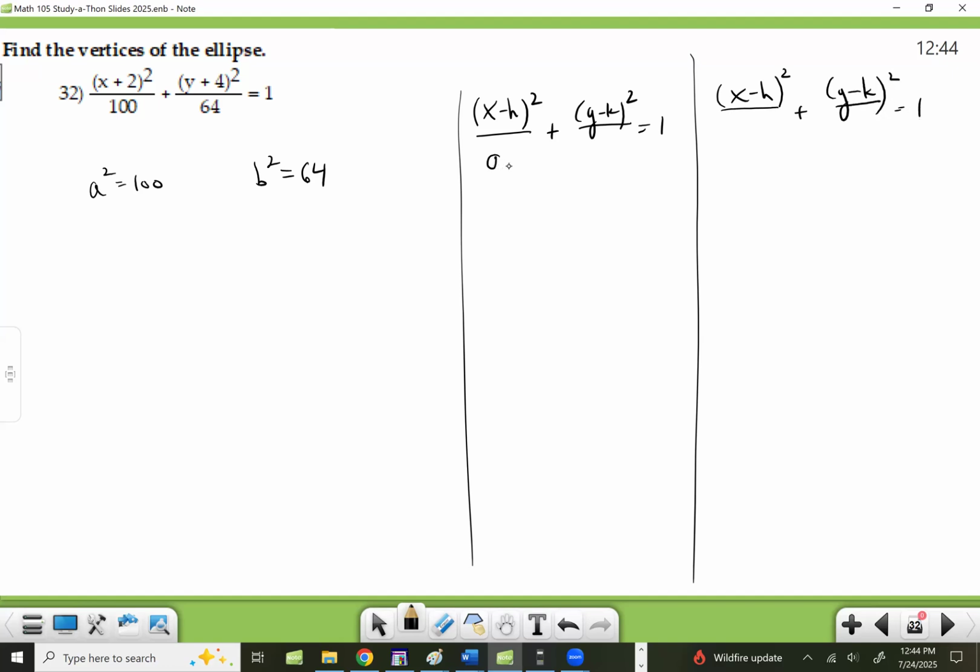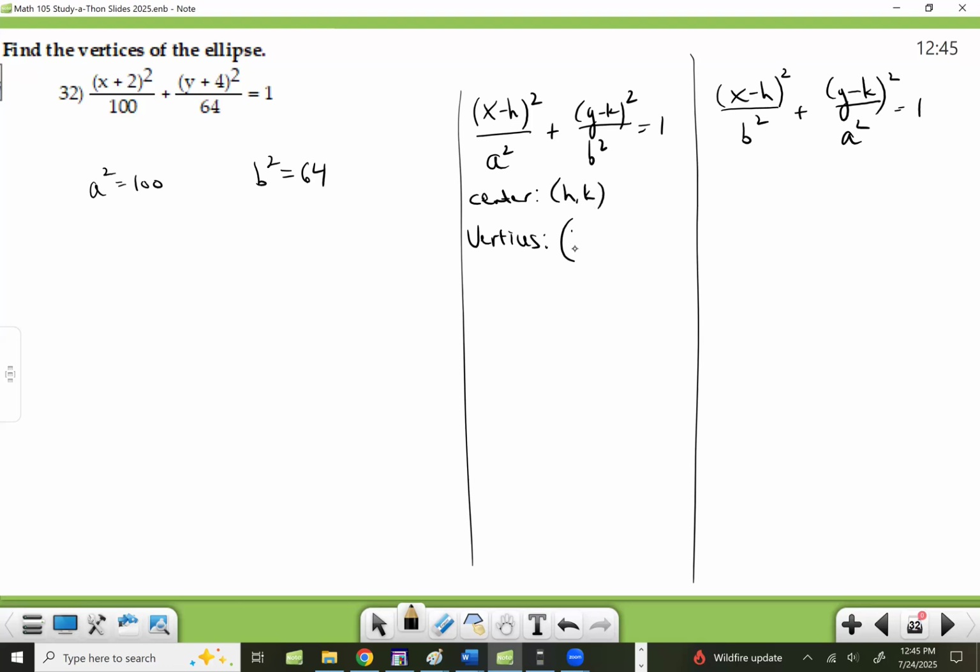So if the a squared is under x versus if the a squared is under y, that's the only difference, okay? In the first case, where the a squared is under x, to get to your vertices you're just going to take your center, which by the way is always h comma k, no matter which of these formulas we have.